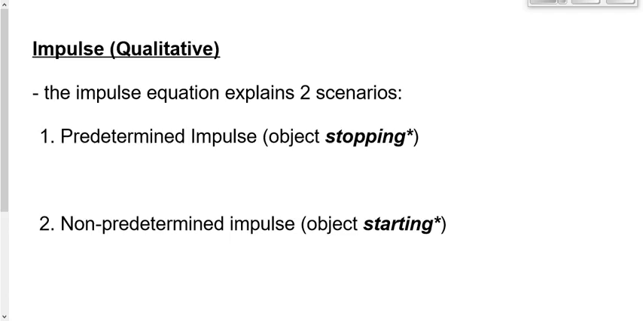Well, there are two general scenarios. What I call a predetermined impulse. A predetermined impulse is when we're stopping an object. Now, just put down your pens for a second and listen carefully to what I'm about to say. If I'm driving a car down the road at 100 kilometers per hour, my mass is fixed, right? Like maybe the mass of me in my car is, let's say, 2,000 kilograms. That's not changing. Now, the velocity of me in my car might be 100 kilometers per hour.